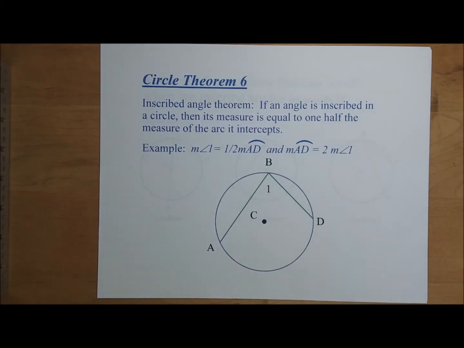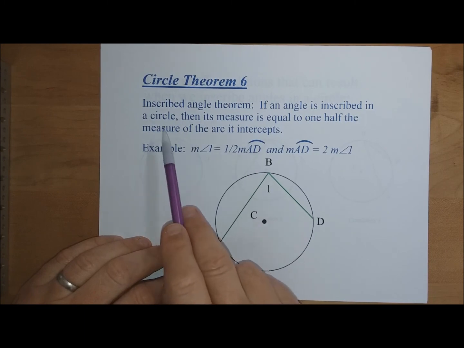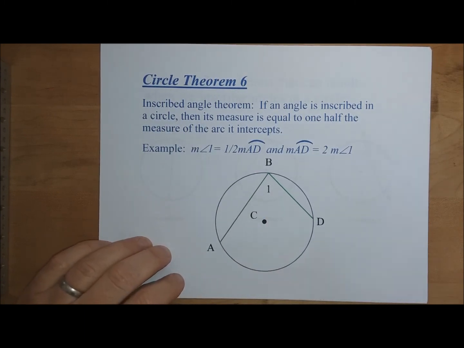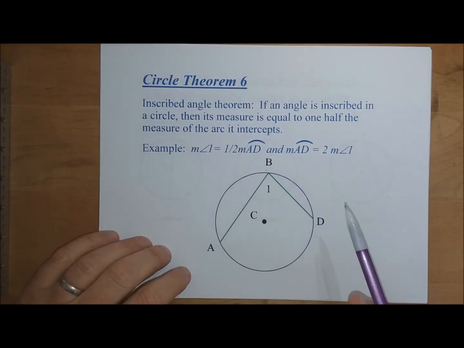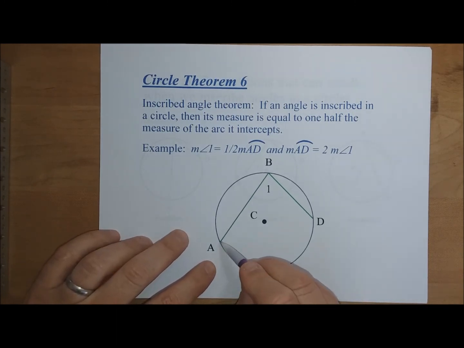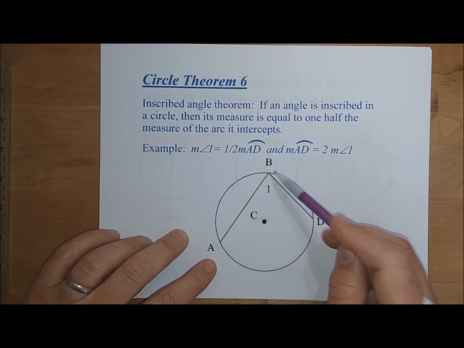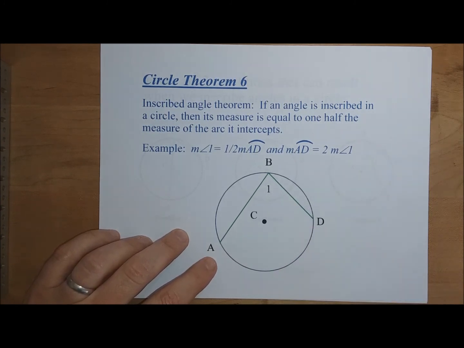All right, in this video, I want to prove some of our circle theorems with respect to inscribed angles. And our first theorem is the inscribed angle theorem. That tells us if an angle is inscribed in a circle, then its measure is equal to 1/2 the measure of the arc it intercepts. In other words, if we know the measure of arc AD here, we know the measure of this inscribed angle ABD will be half of that measure.